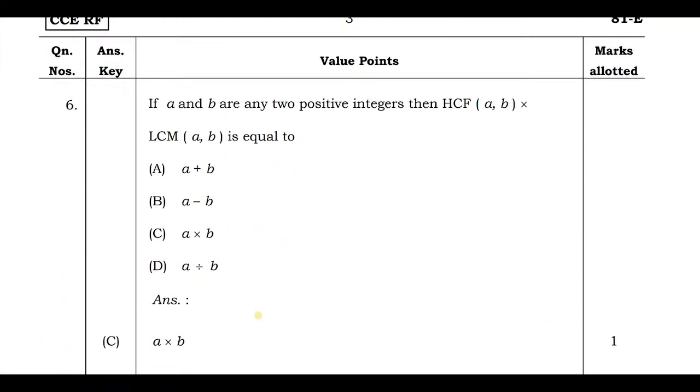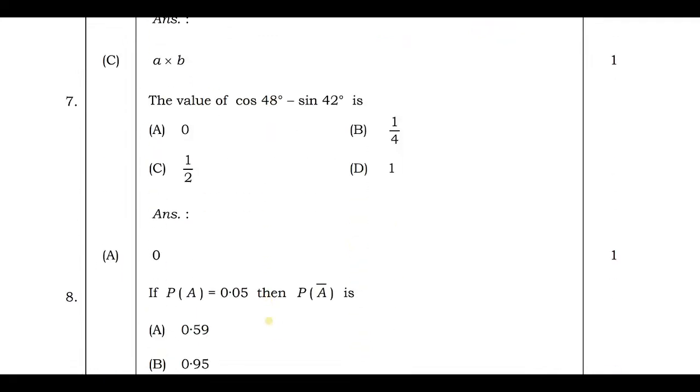If a and b are two positive integers, HCF into LCM of a comma b is equal to HCF of two numbers into LCM of two numbers equals the product of two numbers. Here the correct answer is option C, product of two numbers. The value of cos 48 degree minus sin 42 degree. Cos 48 can be written as sin of 48's complement, which is 52.